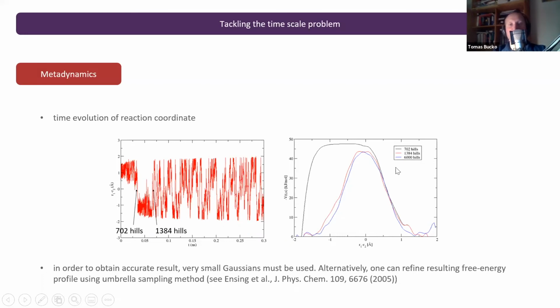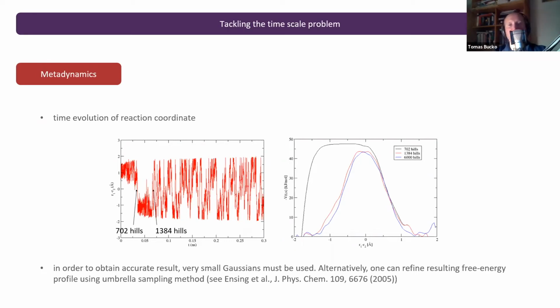So much longer simulation time, and you see that from this point on, the profile didn't change much. So this diffusion actually didn't add any significant information, right? So in order to obtain an accurate, reasonably accurate result, you have to use very small Gaussians, right? Well, but of course, the smaller the Gaussians, the longer you have to wait until you fill out the reactants and product basins. Okay, so therefore you can think of different strategies.